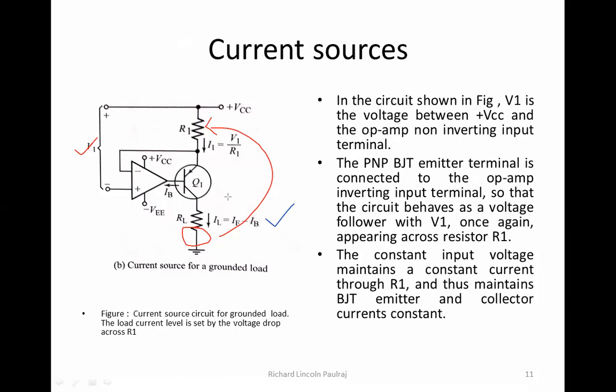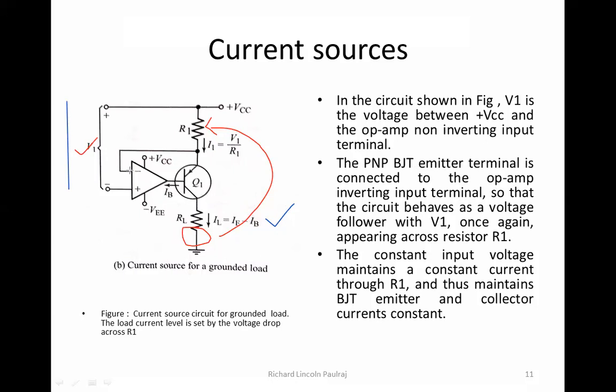In the figure, we see that V1 is the voltage between VCC and the op-amp non-inverting input terminal. So you can see that I have my V1 here, between the non-inverting input and VCC. So at this point, here I'm going to give my V1. Fine. The PNP junction. I think you would have heard of PNP and PN junctions.